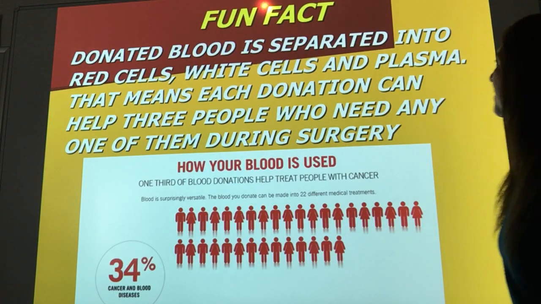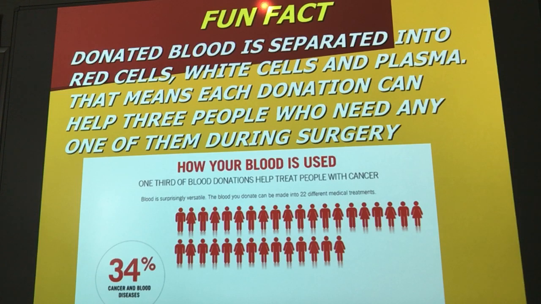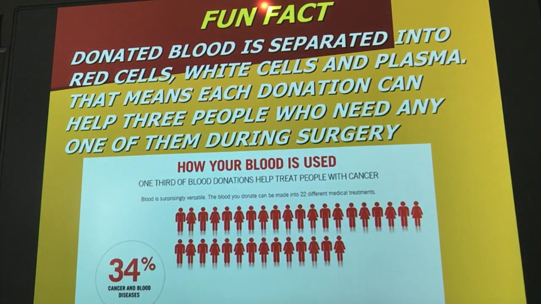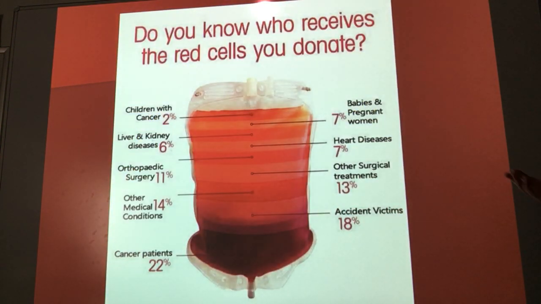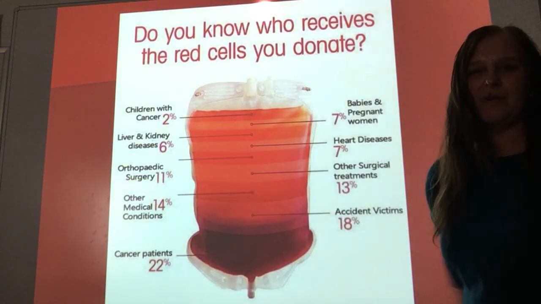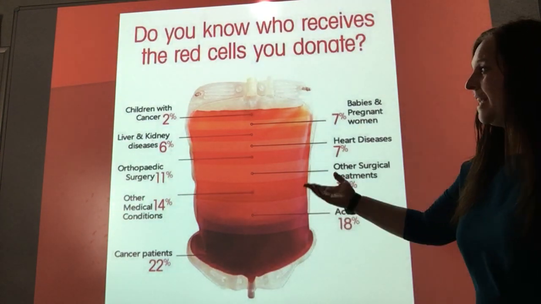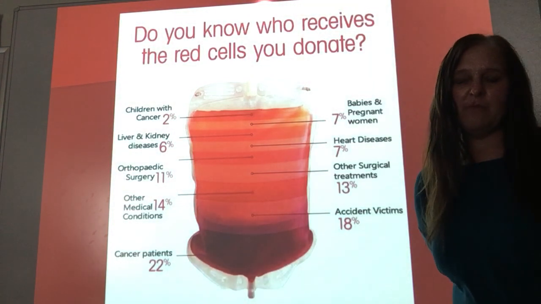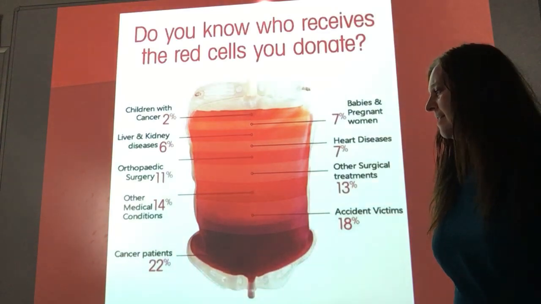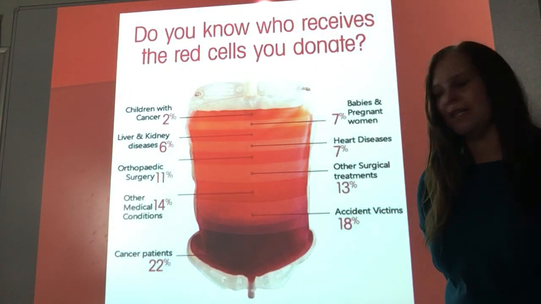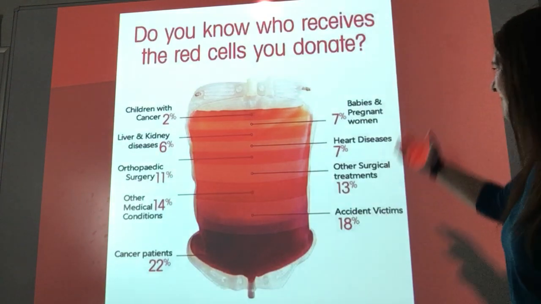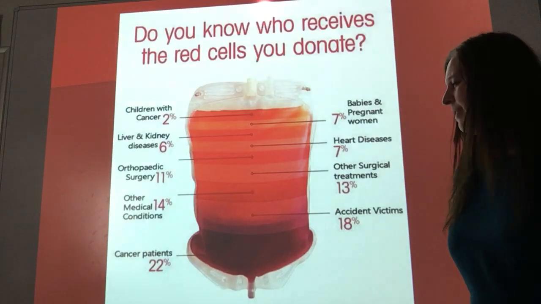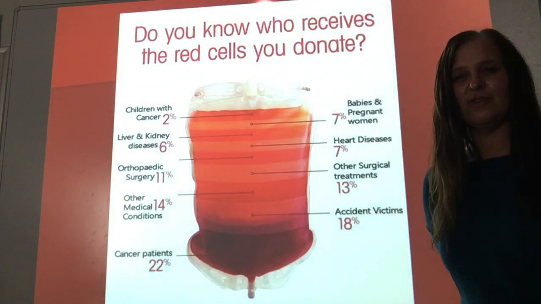Donated blood is separated into red cells, white cells, and plasma. That means each donation can help 3 people who need any one of them during surgery. And like I said, who receives it? Well, there are different people who need to receive blood: children with cancer, liver and kidney diseases, surgery, other medical conditions, cancer patients. A friend of mine's dad had cancer. He has since passed away, but he had to go for regular blood transfusions in the last couple of years of his life. So there's a lot of different people that need blood transfusions. I think you have to be 17 years old to donate, but if you can, it's a simple thing you can do that literally saves a life.